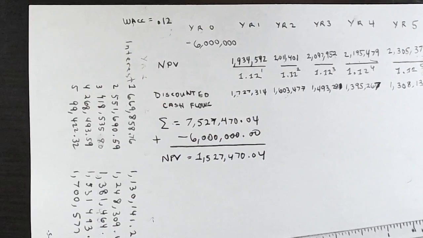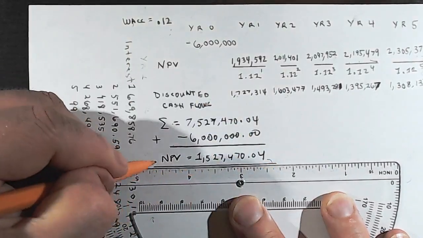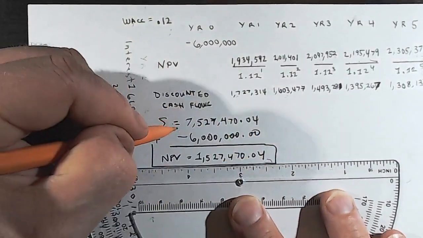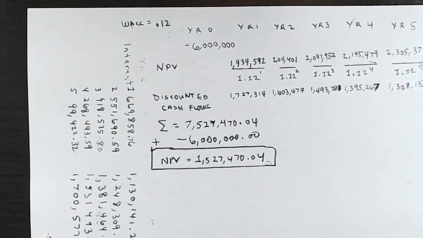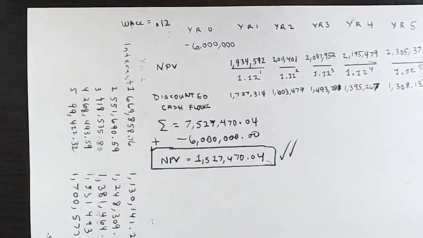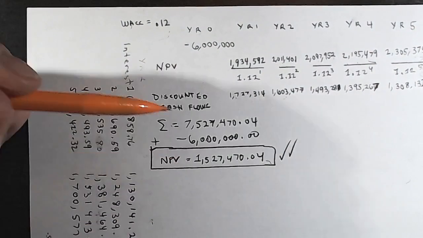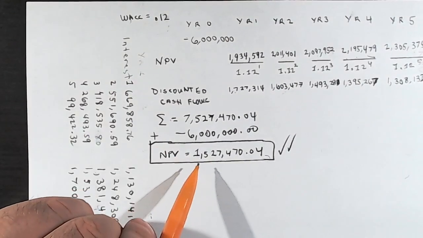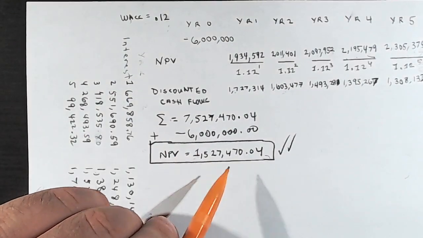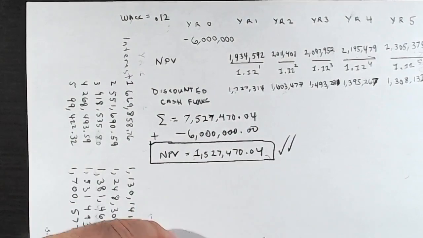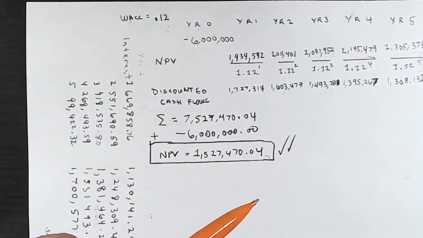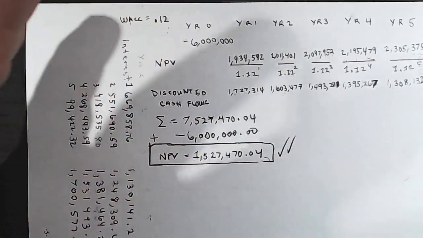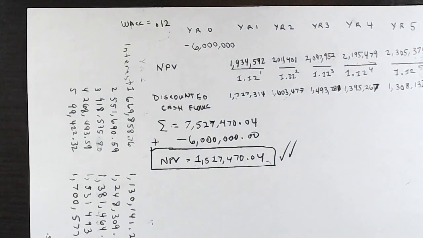1,527,470.04. So this is a positive number. All right, because this is a positive number, we should do the project. Because what it means is, in today's dollars, this project will add $1,527,470.04 to our company's net worth. Okay, so that's how you compute net present value.